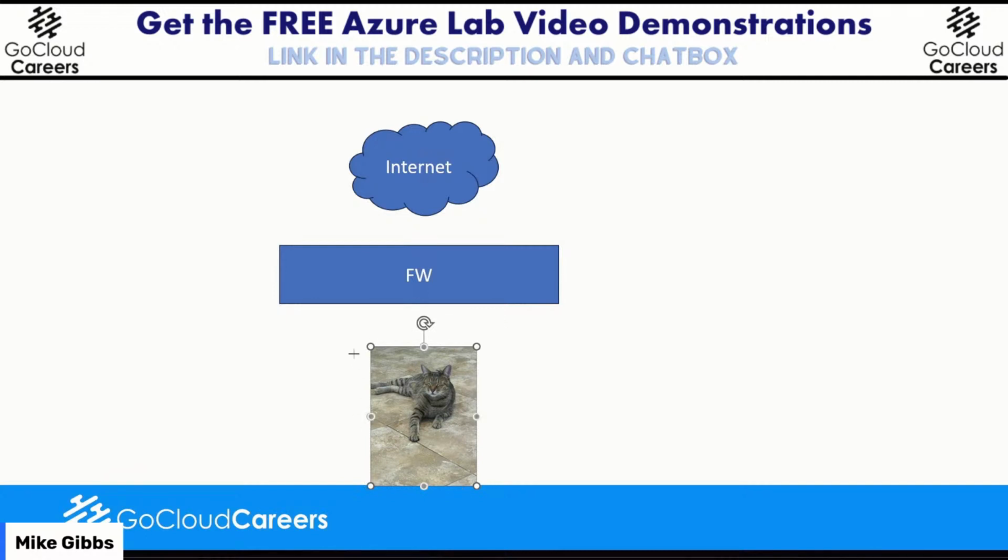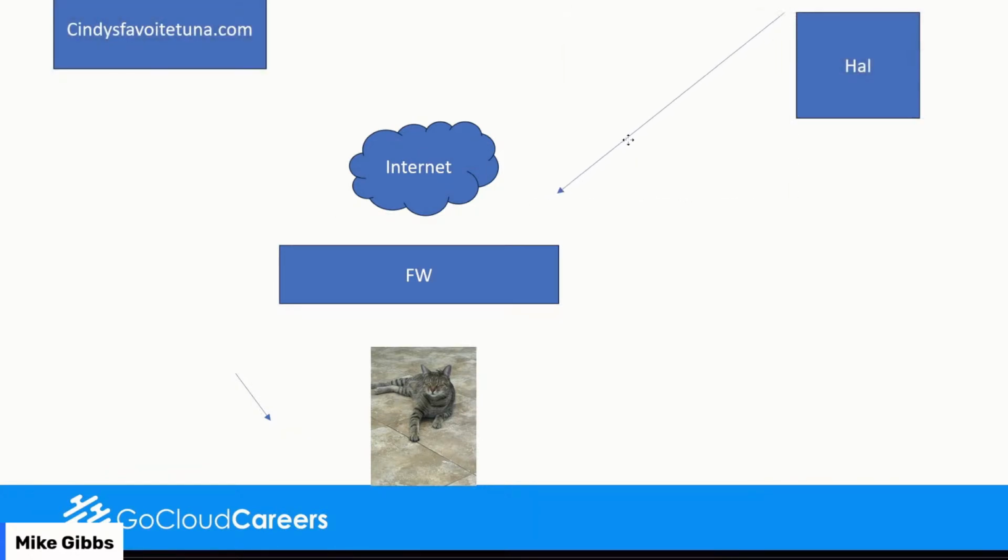So all firewalls do this. They're stateful. Cindy goes to the internet. Her traffic goes through the internet and goes to Cindy's favorite tuna.com. Cindy's favorite tuna.com responds, and her traffic is allowed back in because she initiated it. By comparison, over here, we've got Hal the hacker. Hal the hacker tries to get past the firewall, and it is blocked. Can't go through the firewall by default. So that's typically speaking your firewall and the way your firewalls work.